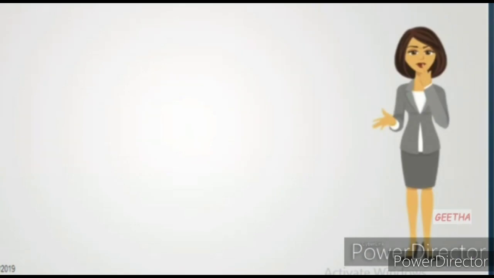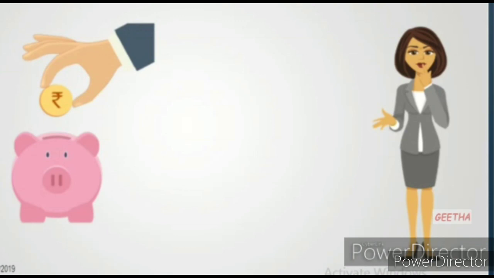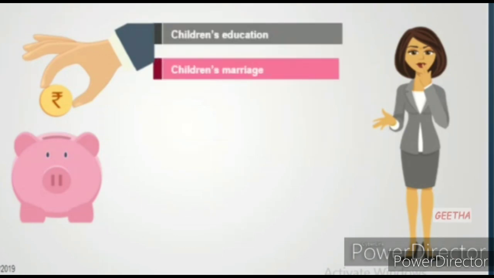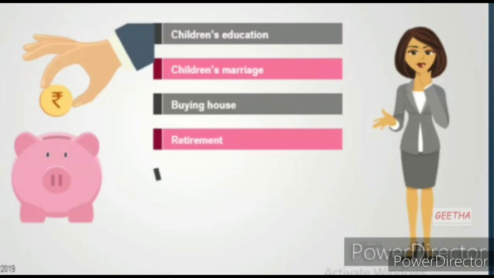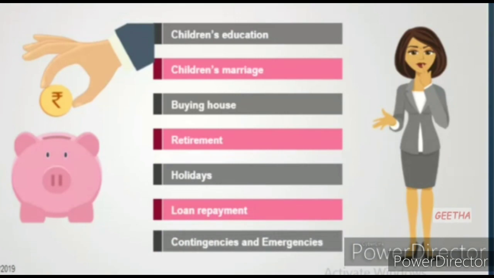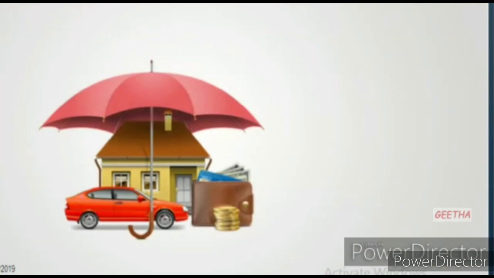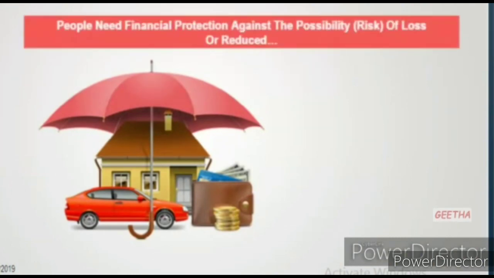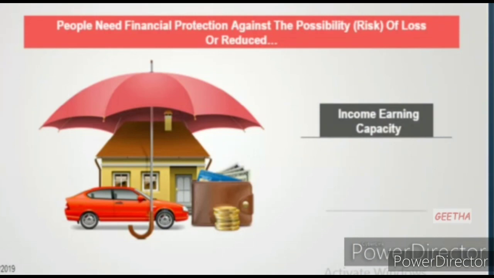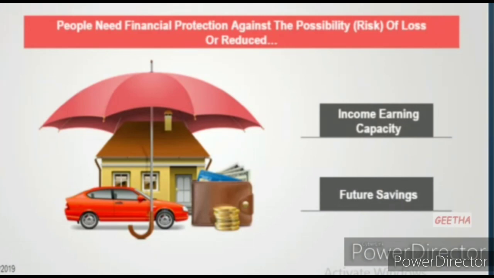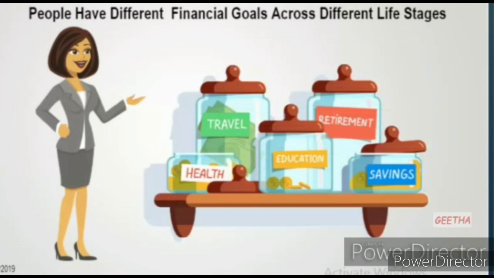Now it is also important to understand, what do people save for? People save for their children's education, children's marriage, buying or upgrading a house, retirement, holidays, loan repayment, and meeting any contingencies and emergencies. Let's understand why protection is required. People need financial protection against the possibility, risk, of loss or reduced income earning capacity, or reduced future savings. People have different financial goals across different life stages.